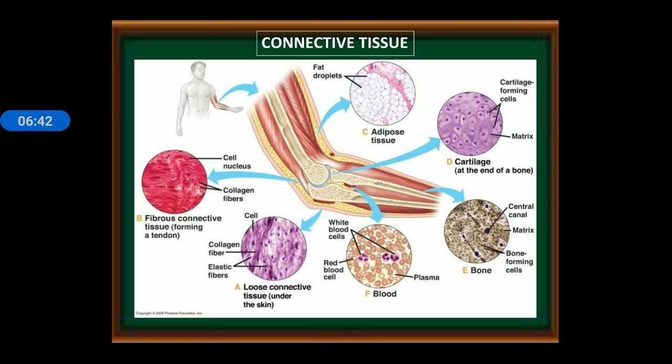So this is the slide in which we can see all types of connective tissue in a single slide. This is the magnified view of our forearm. In this we can see the adipose tissue that contains the fat droplets, the cartilage cells and the bone cells, and the blood contains RBC, WBC and different types of platelets also. And loose connective tissue here we can see, and fibrous connective tissue. In this single slide we can see the different types of connective tissue.